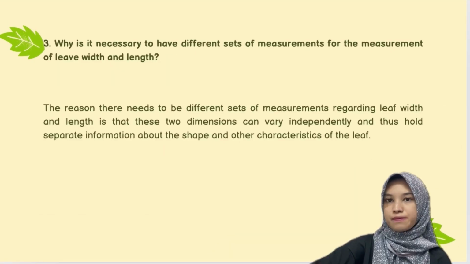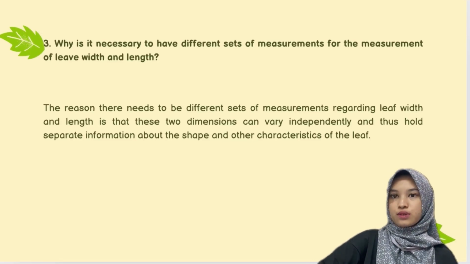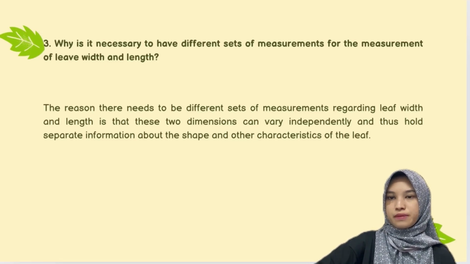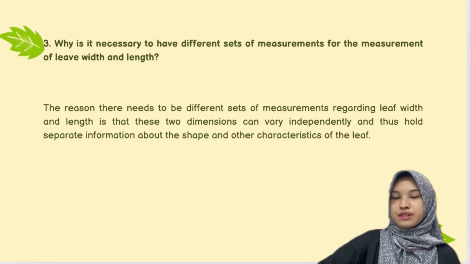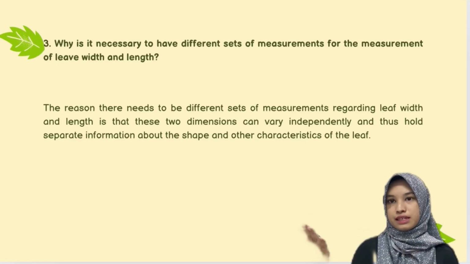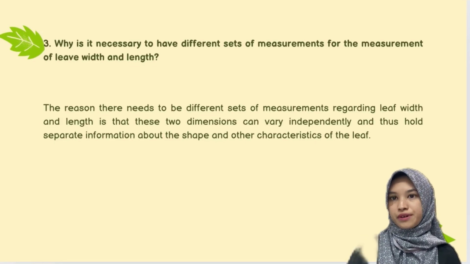For question number 3, the reason there needs to be different sets of measurement regarding leaf width and length is that these two dimensions can vary independently and thus hold separate information about the shape and characteristics of the leaf.